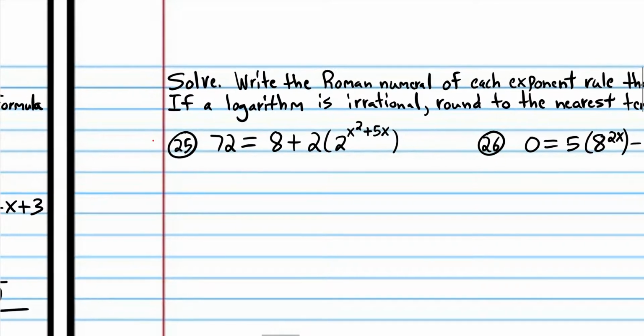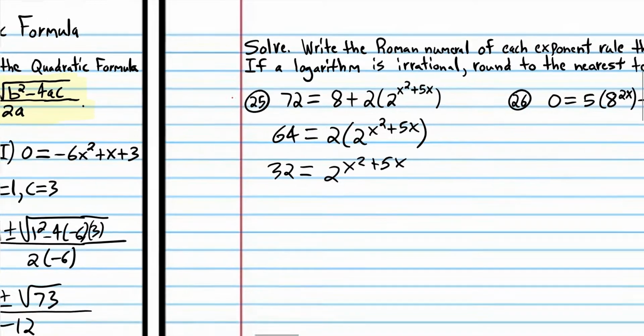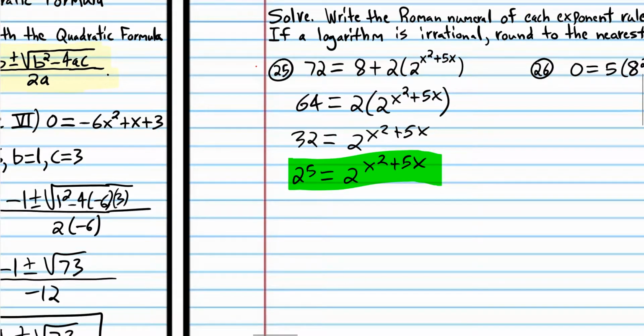So I'm going to solve this exponential equation, first isolating this expression. Subtract 8 from both sides. Divide both sides by 2. And I'm going to change that 32 to 2 to the 5th power. And you can see where I'm going with this. That's now the critical stage. The bases are the same. So we're going to get rid of the bases, and we have 5 is equal to x squared plus 5x.